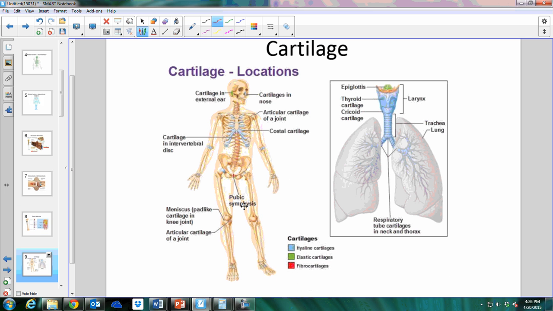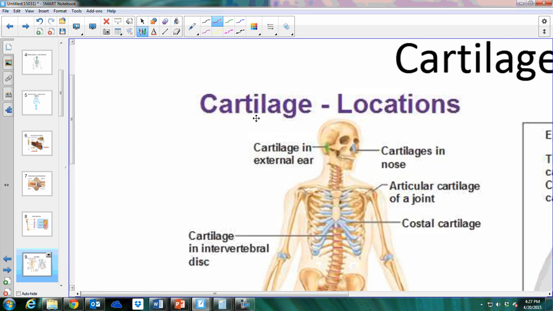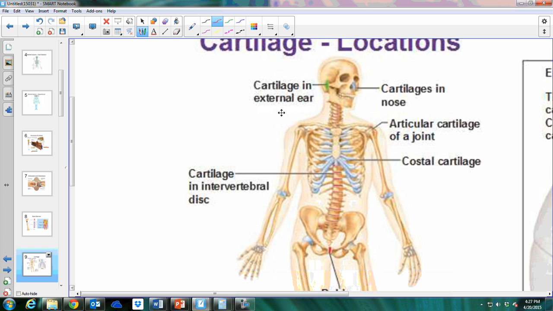Cartilage is something that all humans have at one level or another. As adults, we have a lot less of it, but as infants, our whole skeleton is basically made of cartilage. And cartilage is just a flexible connective tissue that's still hard enough to support, say your rib cage. You can see there the middle section of your ribs are connected via cartilage. But it's also soft and pliable. Think of your ears and think of your nose.